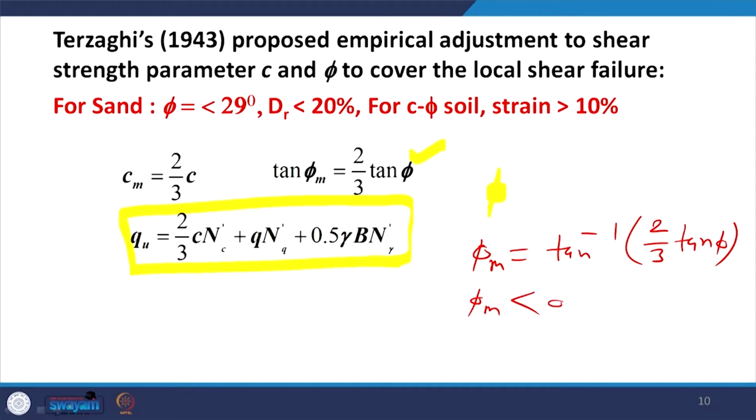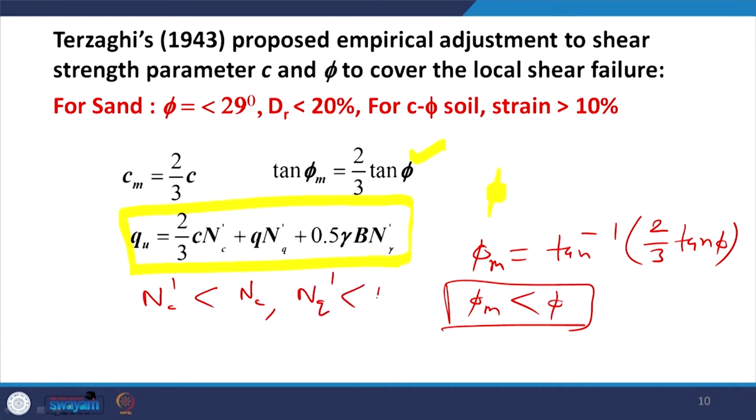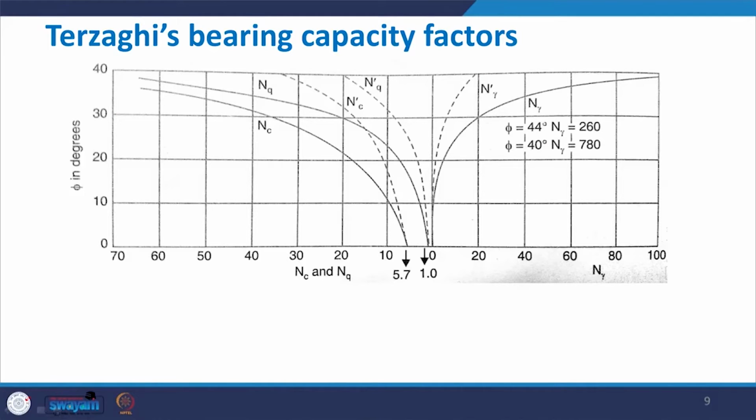Naturally, phi m is going to be less than phi, it is reduced, and with the lower value, the values of NC, NQ and N gamma are going to reduce. That means NC prime is less than NC, NQ prime is less than NQ, and N gamma prime is less than N gamma. So one way is to reduce the angle of internal friction and find the bearing capacity factors for the reduced value. Another way is to read the values of NC prime, NQ prime and N gamma prime directly from the charts. Even then, for the same value of phi, these factors are reduced compared to the original factors. So this was the case of local shear failure.